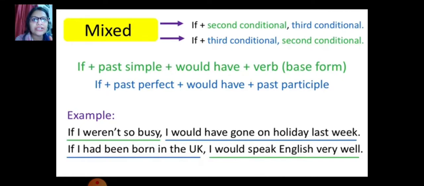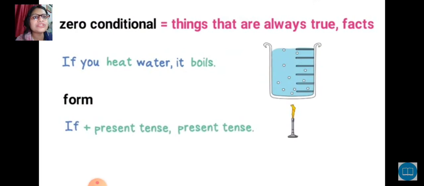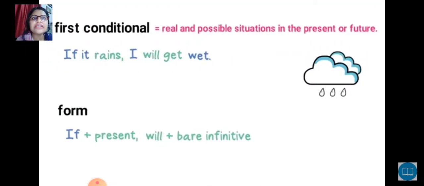So hope students, conditionals are understood to you, but quickly we can recap what you have studied. So zero conditional, things that are always true and facts. If you heat water, it boils. If present tense, present tense. Clear? First conditional, real and possible situations in the present or future. If it rains, I will get wet. If present and followed by will plus bare infinitive, it simply means not followed by to infinitive. It can be a condition which can be possible in future.